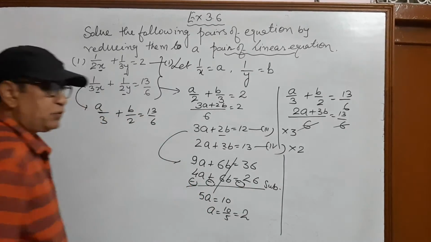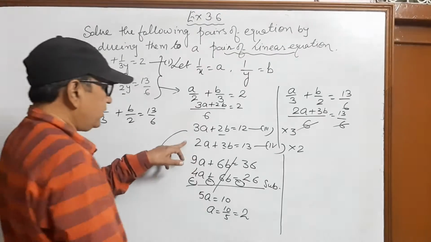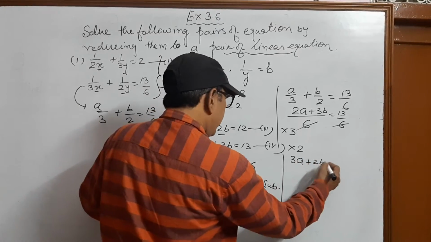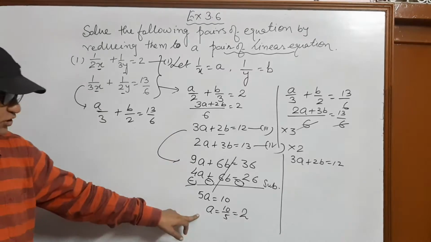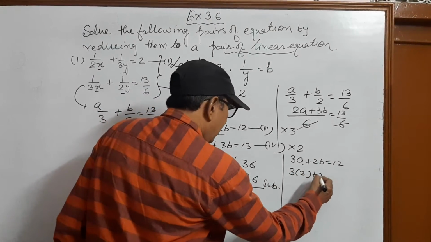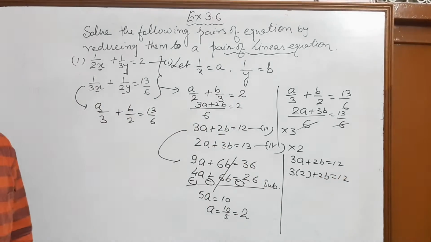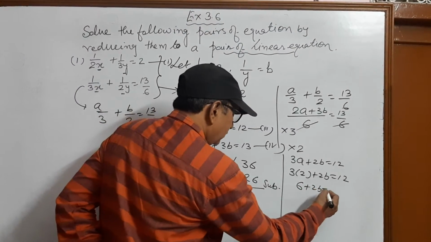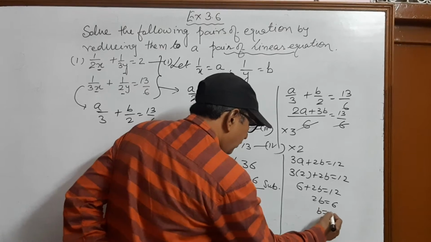Now substitute the value of a in any equation and find the value of b. So we can write 3a plus 2b equals 12, as we have in the third equation. Now put the value of a: 3 times 2 plus 2b equals 12. Clear? Yes. 6 plus 2b equals 12. So 2b equals 6 and b equals 3.